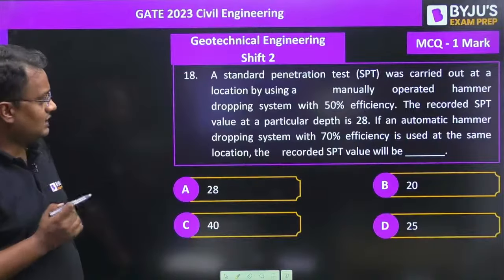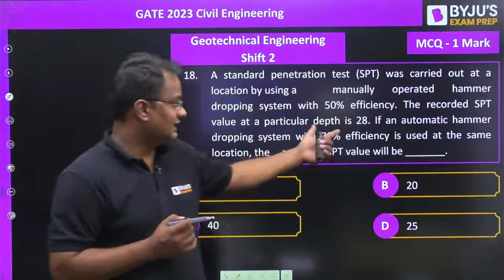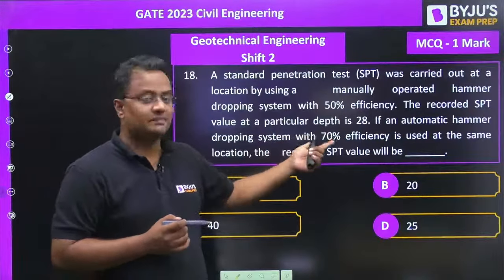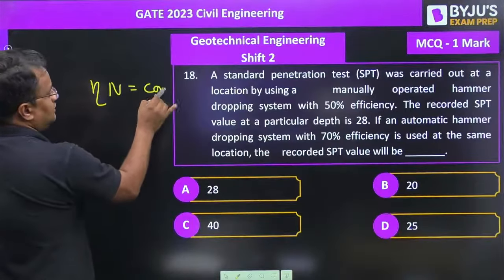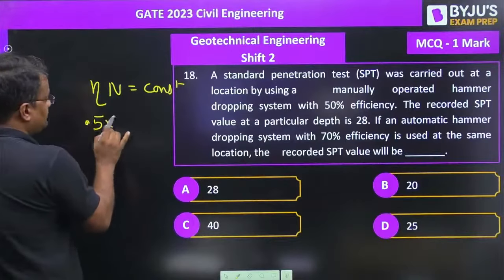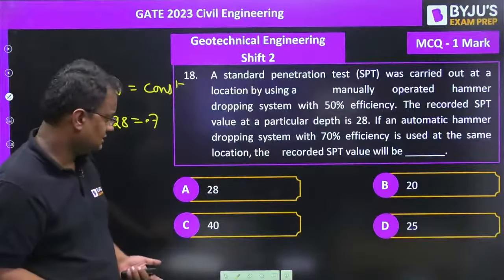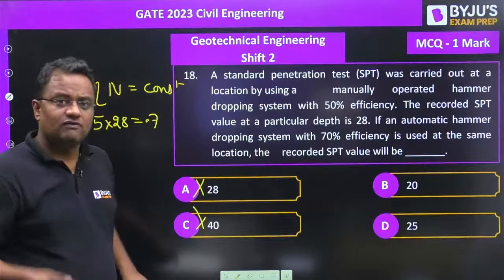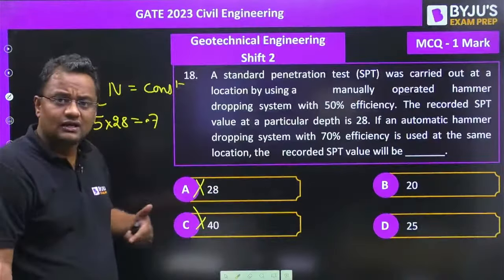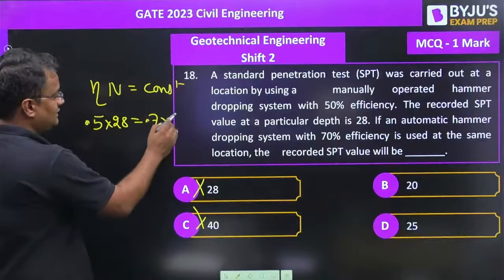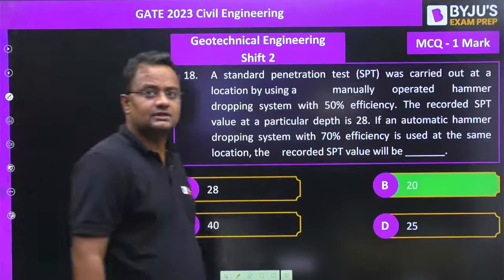Now here, efficiency is 50% and the SPT is 28. Now, if efficiency is 70%, what is the SPT value? Here efficiency into N is equal to constant. So with 0.5 efficiency the number of blows is 28, and when 0.7 is the efficiency, of course the number of blows will be less. So these cannot be the answer. When the efficiency of the hammer is more, obviously fewer blows are required. Even with elimination, you can eliminate these two. 0.7 into N, from here you get N as 20. Okay, this is the answer.